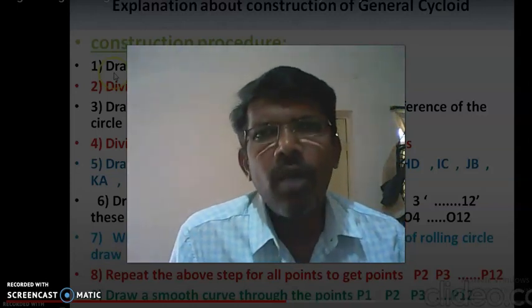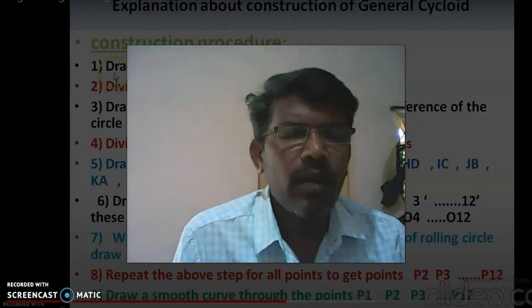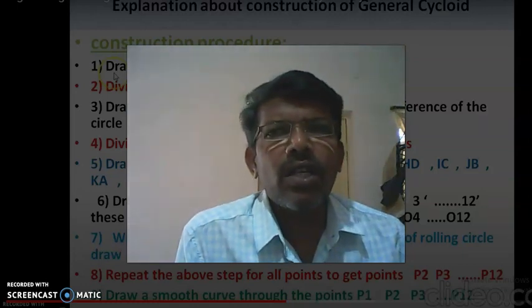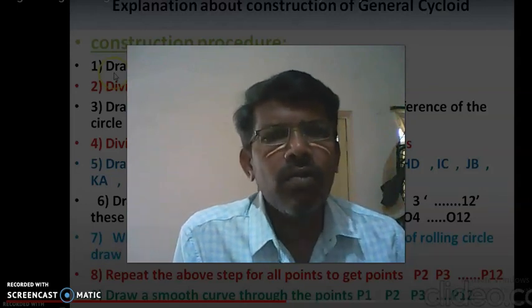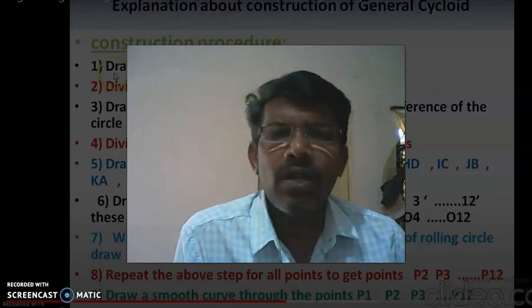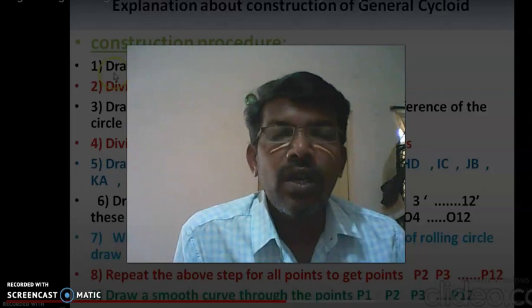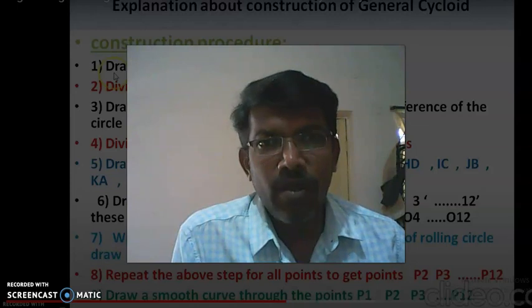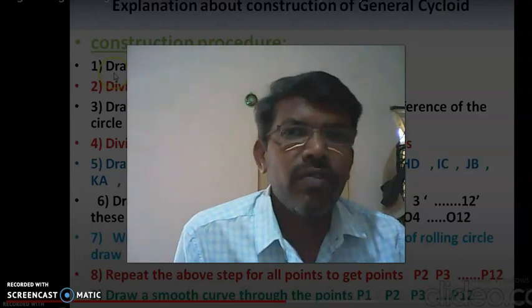The questions will not be given in the direct form. They will be given indirectly, like when the cycle is rolling on a road or traveling on the road, construct the curve which is formed by that. You have to read the question carefully until you understand it and verify what curve will be formed, and after confirmation you can go to the preparation and the procedure to make it. So let us go for the explanation about the construction of the general cycloid.